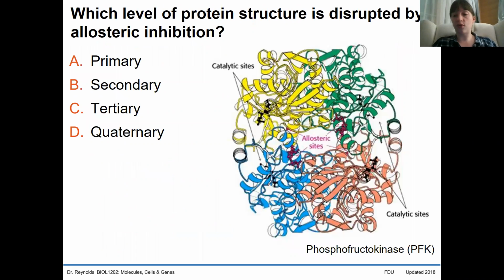So here's a question for you on Socrative. Which level of protein structure is disrupted by allosteric inhibition? Pause here if you need more time.